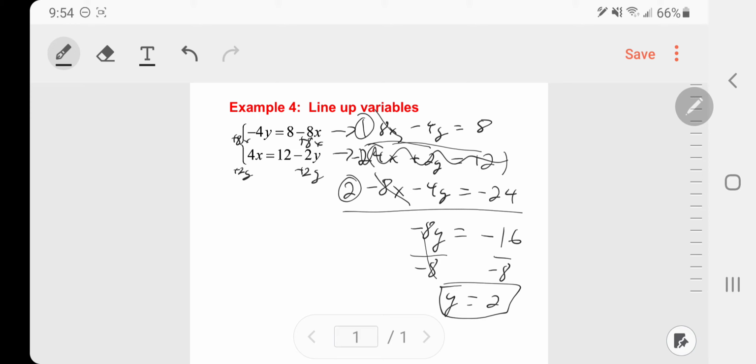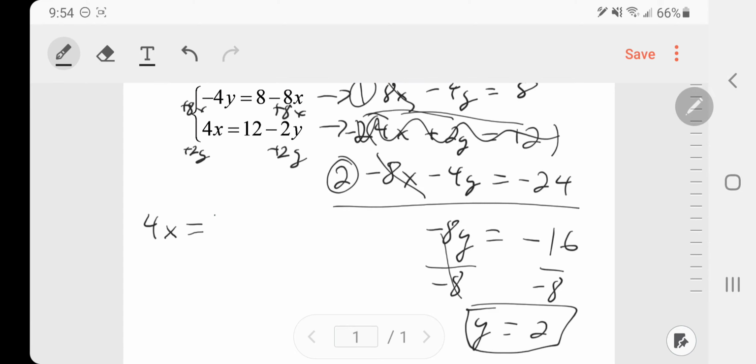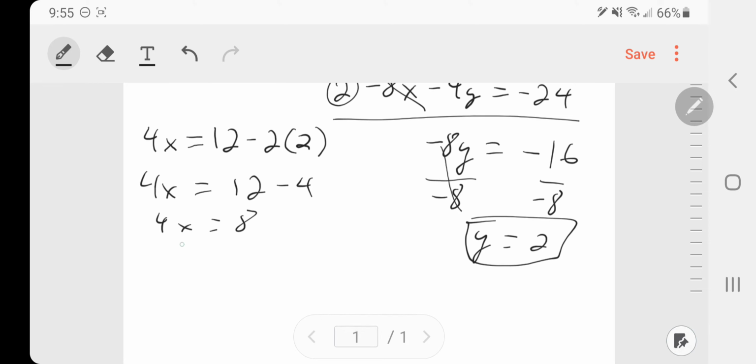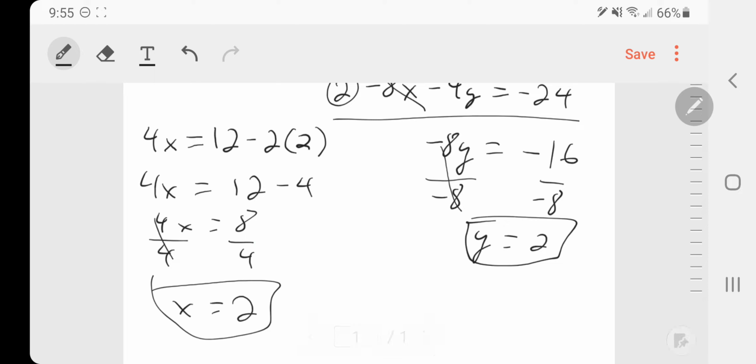We can use any of our top equations. I'm just going to pick one of the original ones here. We're going to go with this one right here. I'm going to need to solve for x there. So let's go ahead and rewrite that. Okay, so we have 4x equals 12 minus 2. Now instead of y, we are putting in a 2 because that's what we solved for. 4x is equal to 12 minus 4. 4x is equal to 8. Divide by 4 on both sides, and we get x equals 2.